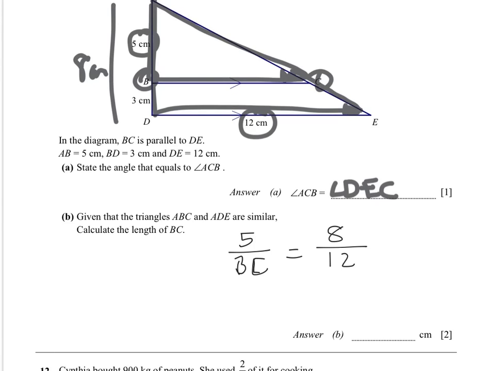So you do your cross multiply, usual stuff. So you will get BC equals 12 times 5 over 8, and you can get the answer.